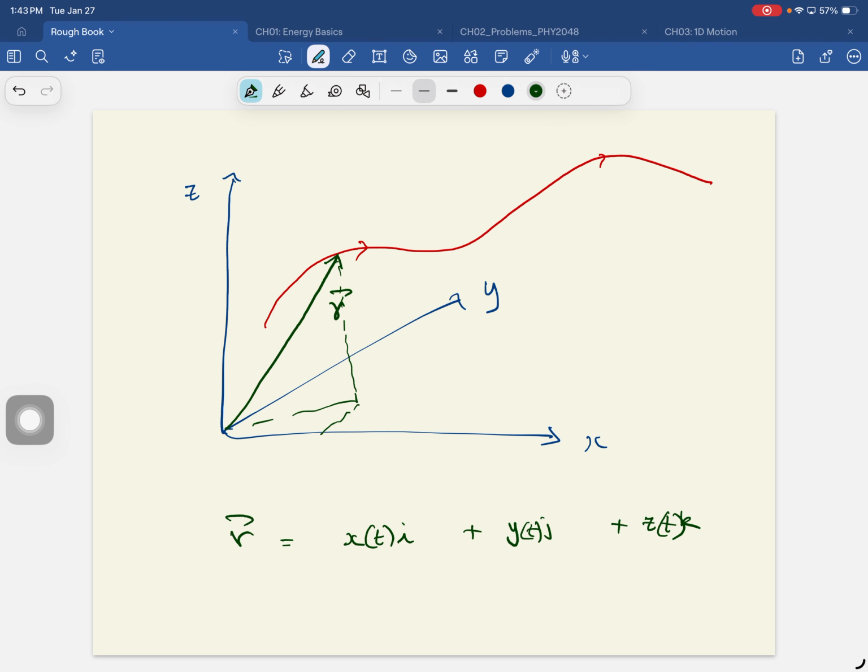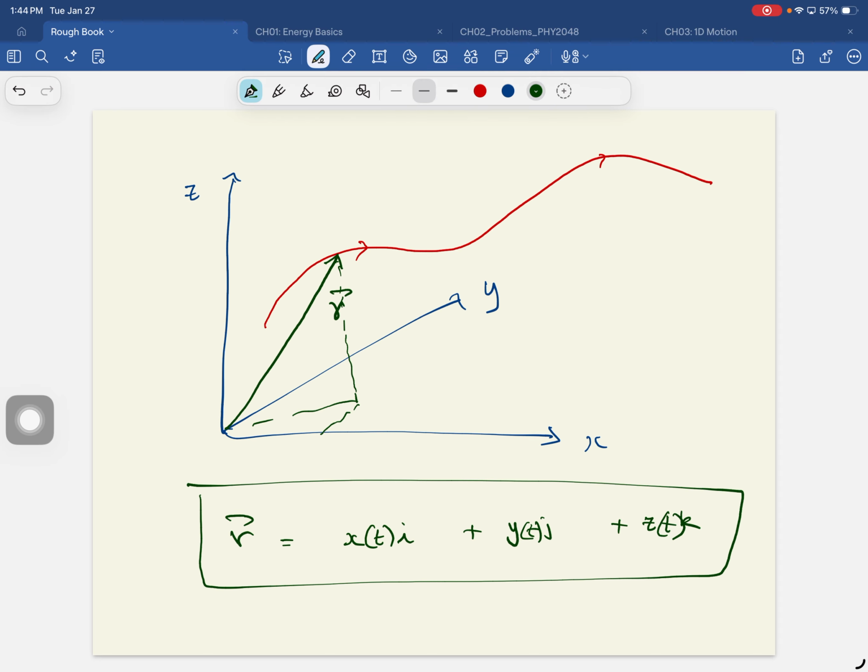Somebody has given you this, and from this you can extract information. There are two pieces of information you are in general interested in: the velocity and the acceleration. Sometimes you're interested in the derivative of the acceleration, which is called a jerk, but we won't be interested in that.